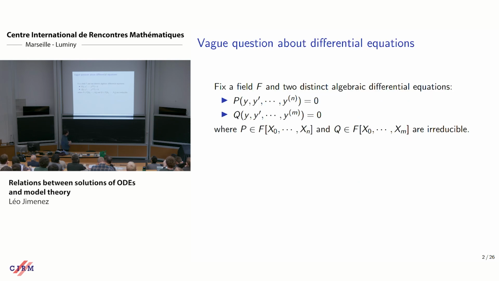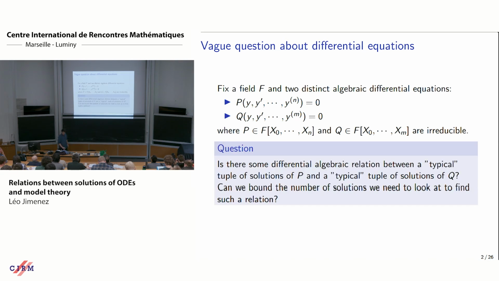All right, so here's my vague question. Let's take a field, and let's look at two distinct algebraic differential equations. I'm just taking irreducible polynomials p and q, and saying that p of y, y prime, up to y, nth derivative is 0, and same thing with q. So I'm looking at solutions of these algebraic differential equations.